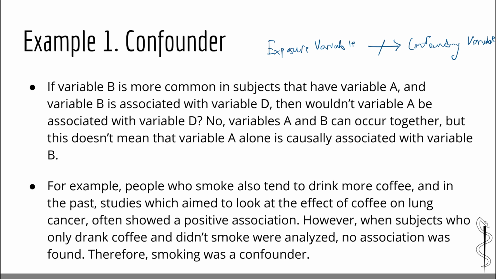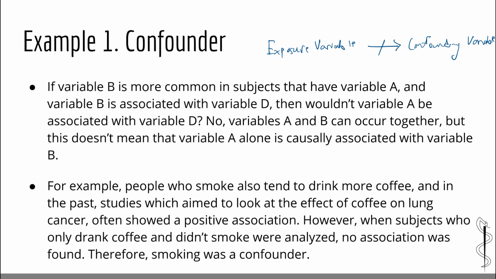Now let's talk about this in terms of our example. If variable B is more common in subjects that have variable A, and variable B is associated with variable D, then wouldn't variable A be associated with variable D? No. Variables A and B can occur together, but this doesn't mean that variable A alone is causally associated with variable B. In other words, just because variables A and B occur together doesn't mean that variable A causes variable B.